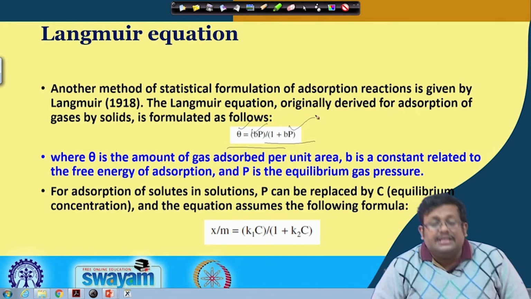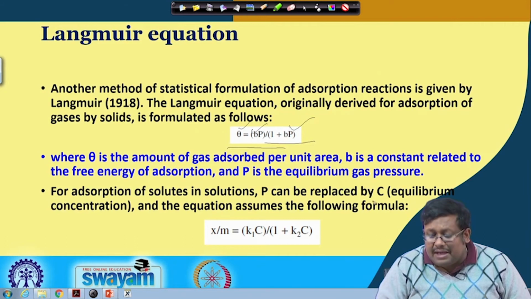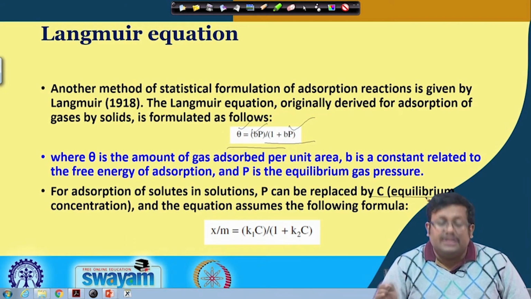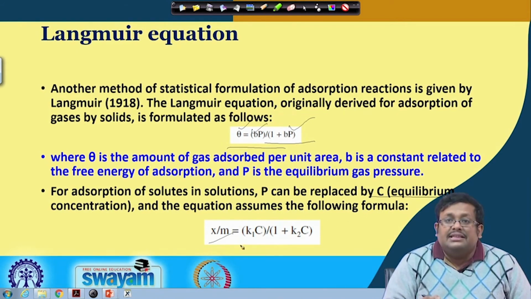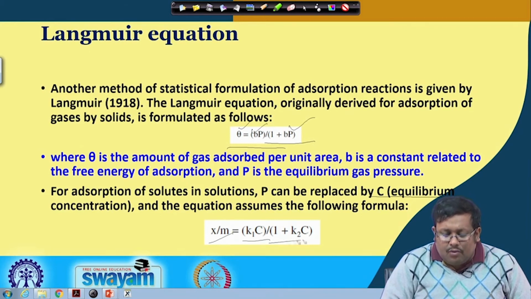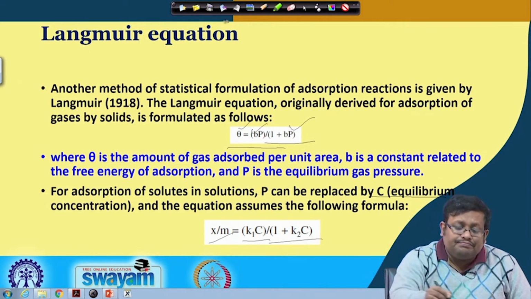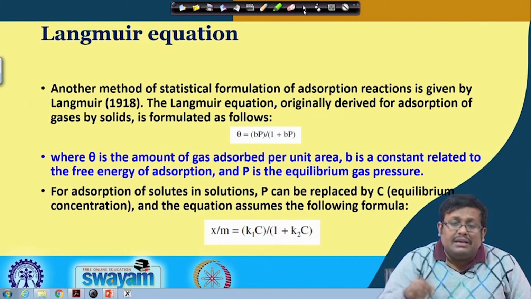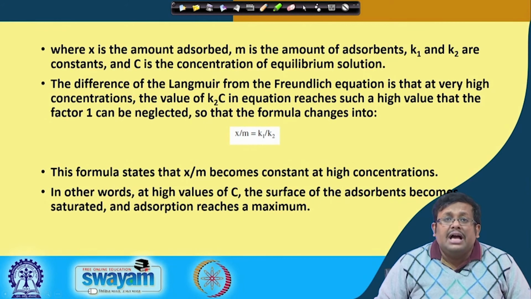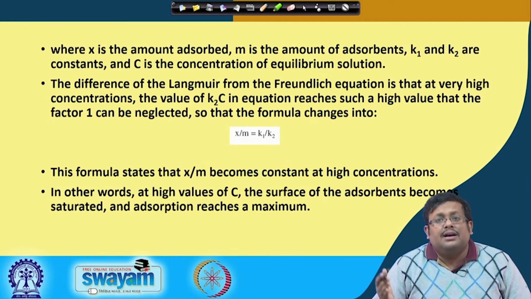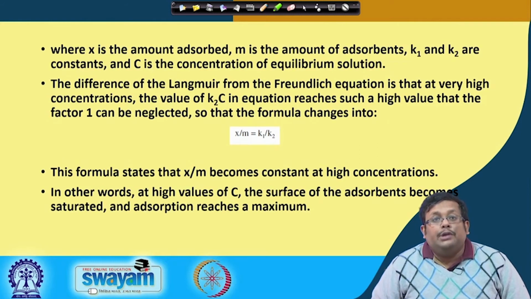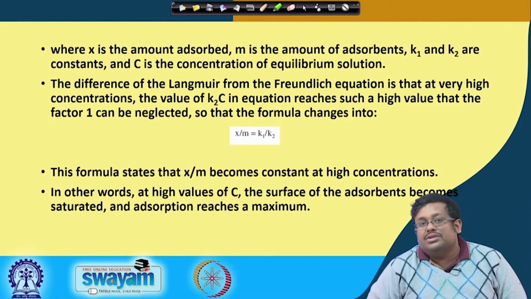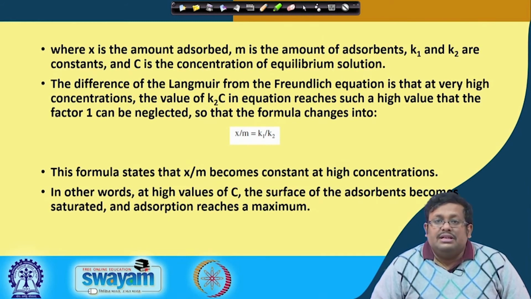However, we can modify it for adsorption in solution also. So, for adsorption from solution, P can be replaced by C, which is the equilibrium concentration of solute in the solution, and the equation assumes the following form: x/m equals K1C by 1 plus K2C. Remember that this is the basic form of the Langmuir equation. Here x is the amount adsorbed, m is the amount of adsorbent, K1 and K2 are constants, and C is the concentration of the equilibrium solution.